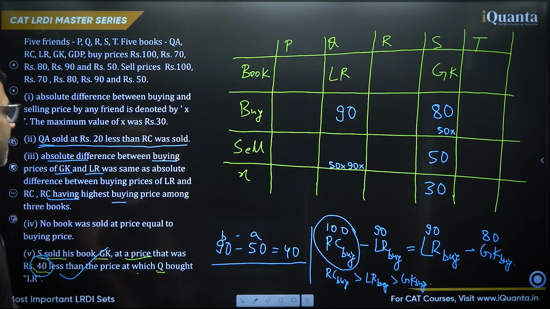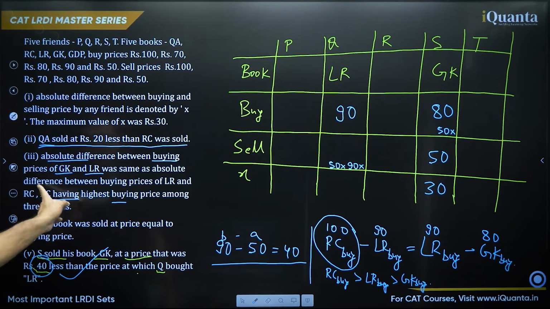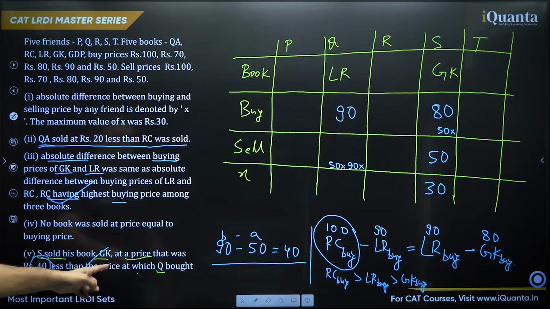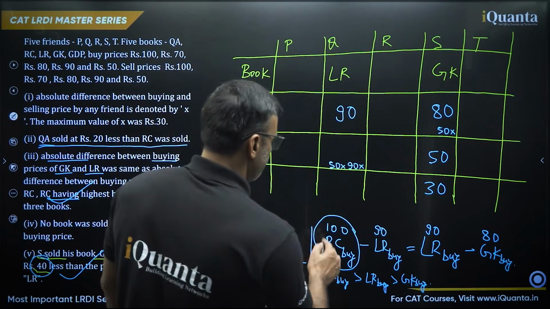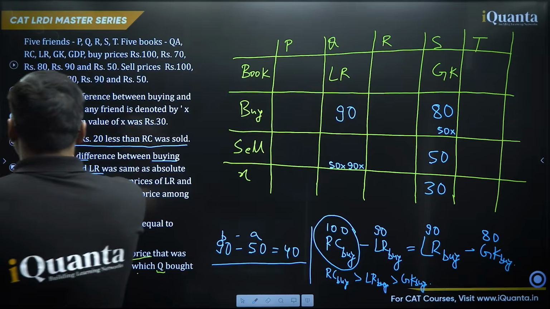QA was sold at 20 less than RC sold. We still have no information about RC. Okay. Absolute difference, this we have already used. Is there anything else that we can do? Absolute difference between buying and selling price of any friend denoted by X. So S and Q, we have already put. I don't see there is anything else that we can do now. So RC buying price is 100. RC selling price cannot be 50 because the difference cannot be more than 30. RC selling price, I'll write the possibilities here.